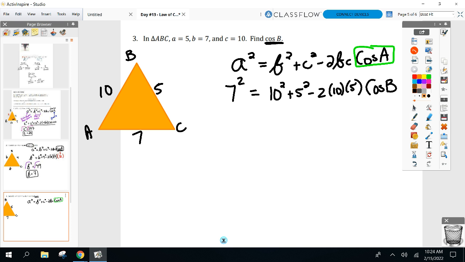You can't just do this all in one step in your calculator anymore, because you're looking for cosine B. Let's at least clean up the squareds. Can we square all these numbers and talk? 49, 100, 25, minus, and then you got 2 times 10 times 5? I'm going to need a calculator on that. 100 cosine B.